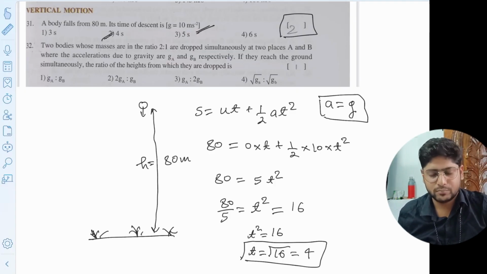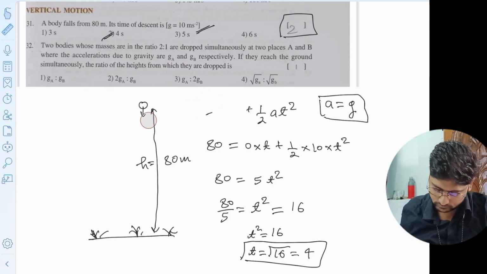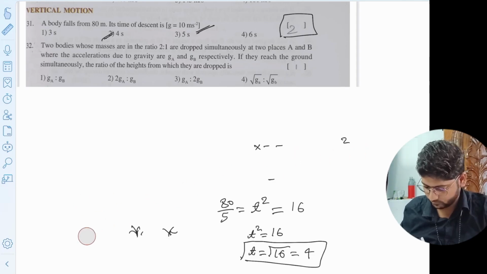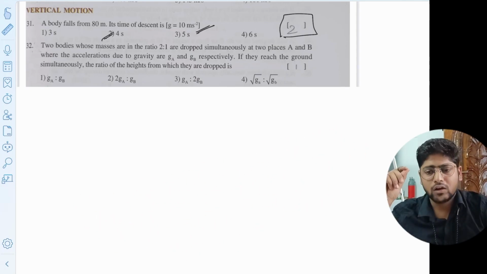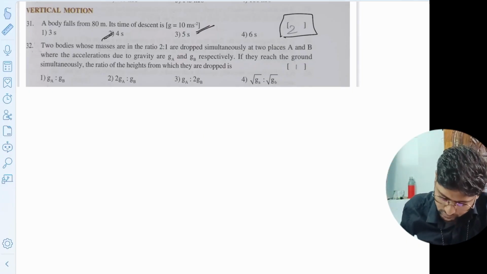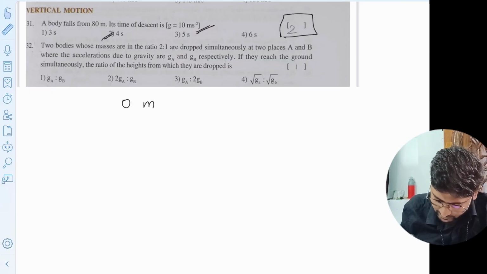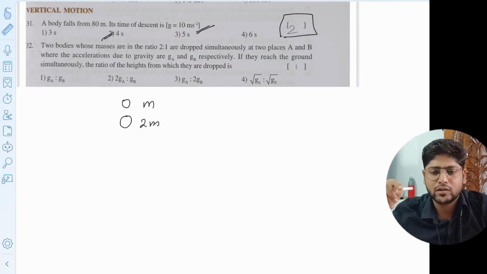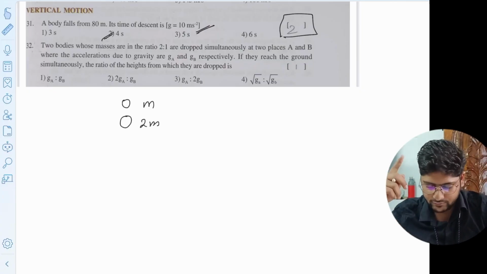Now we will solve question number 2, which is 32. Two bodies whose masses are in the ratio 2:1. So suppose here one body has mass m, the other body will have mass 2m. M divided by 2m is 1:2. So if one has mass m, the other will have mass 2m.